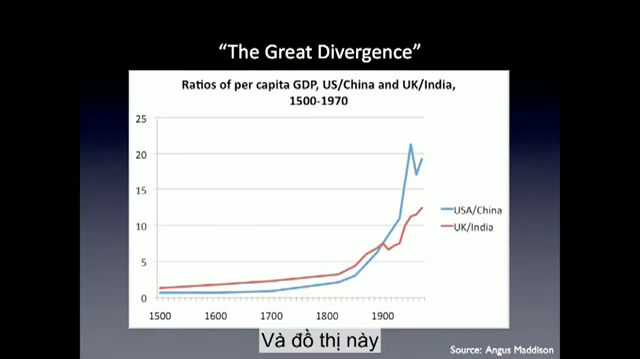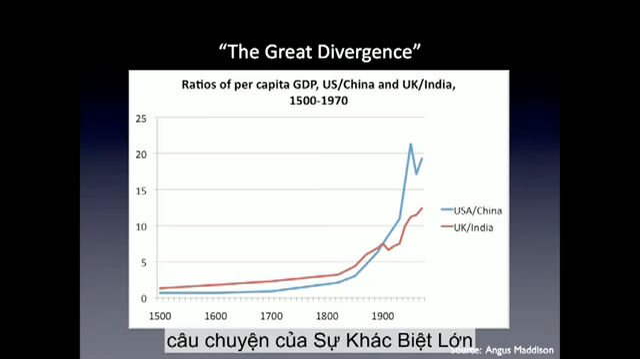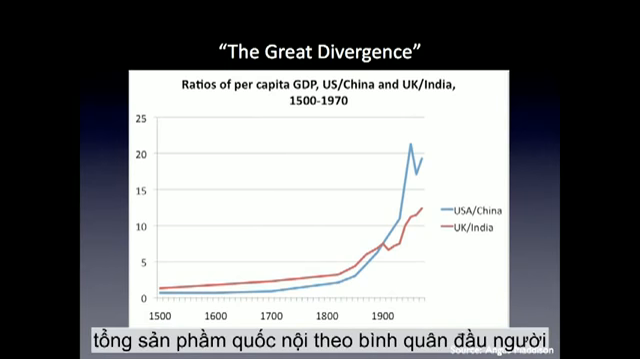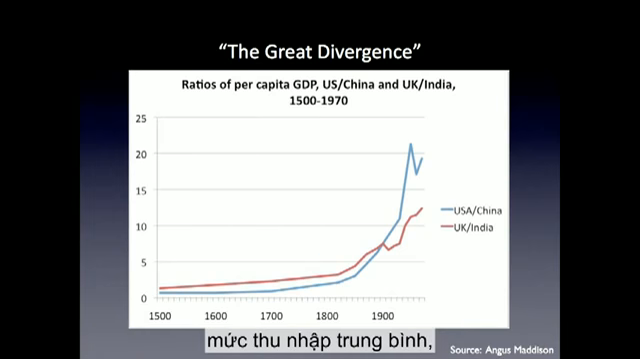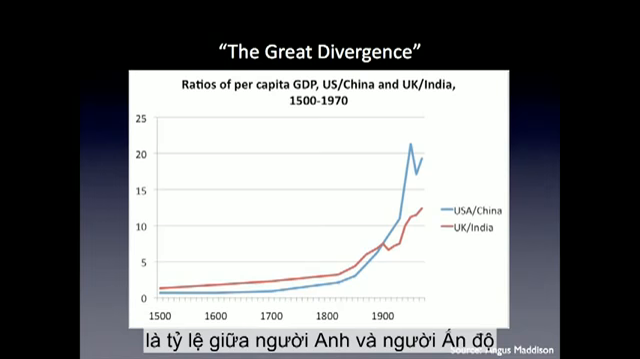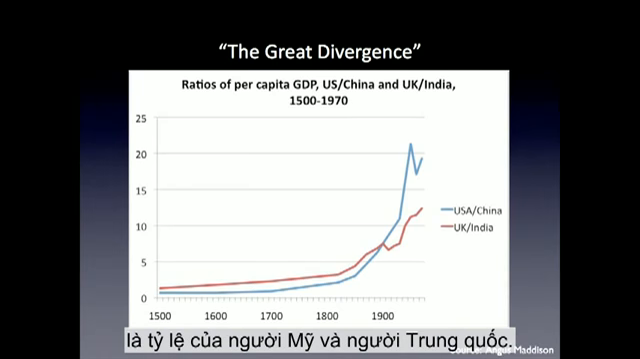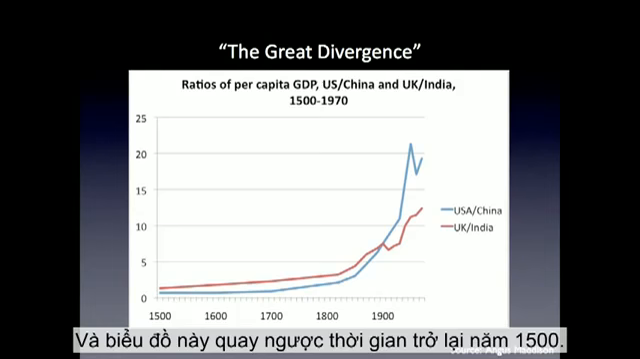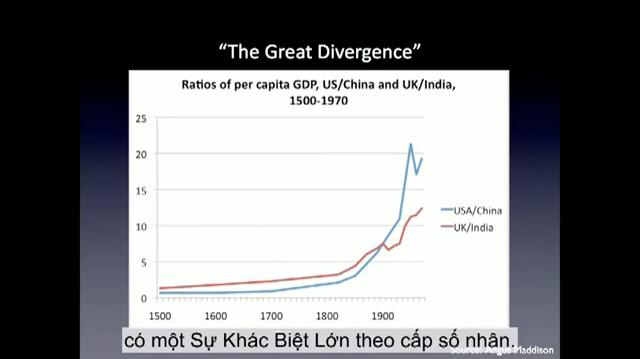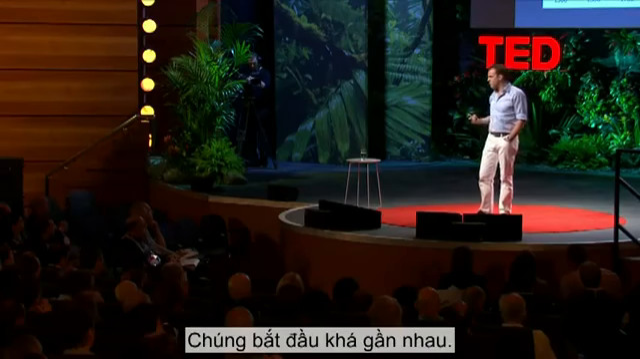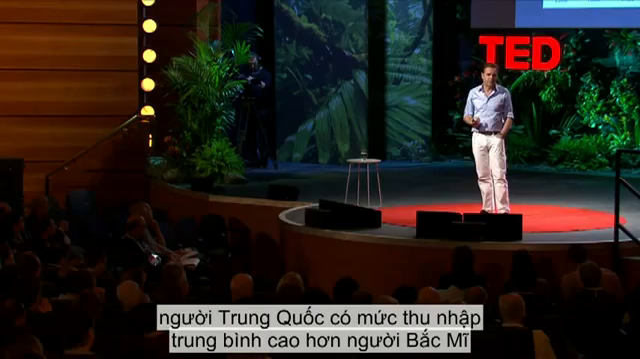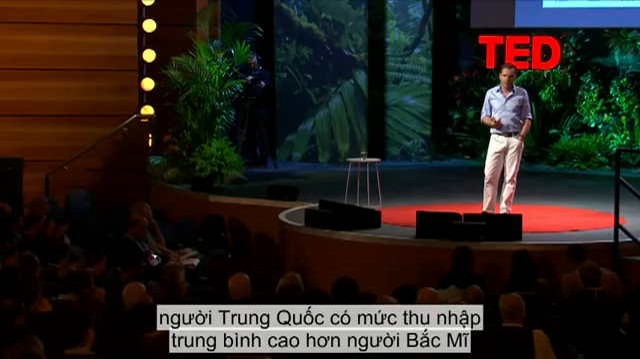And this slide here is the best simplification of the Great Divergence story I can offer you. It's basically two ratios of per capita GDP, per capita gross domestic product, so average income. One, the red line, is the ratio of British to Indian per capita income, and the other, the blue line, is the ratio of American to Chinese. And this chart goes back to 1500. And you can see here that there's an exponential great divergence. They start off pretty close together. In fact, in 1500, the average Chinese was richer than the average North American.